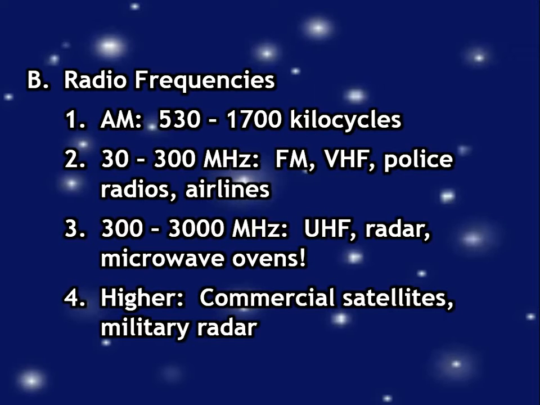30 to 300 megahertz is reserved for FM radio as well as VHF television, very high frequency television, police radios, and airlines. Then you have from 300 megahertz to 3000 megahertz, that's UHF television, and radar and microwave ovens. Yeah, they use part of the radio wave spectrum. And then up above 3000 megahertz would be commercial satellites, military radar, and other things like that.